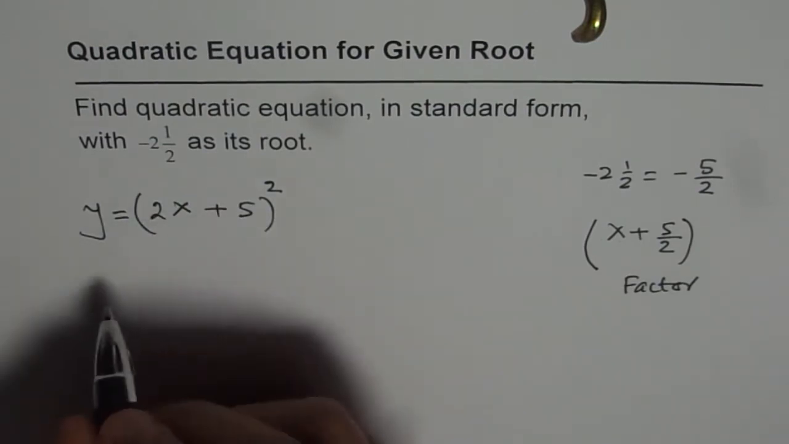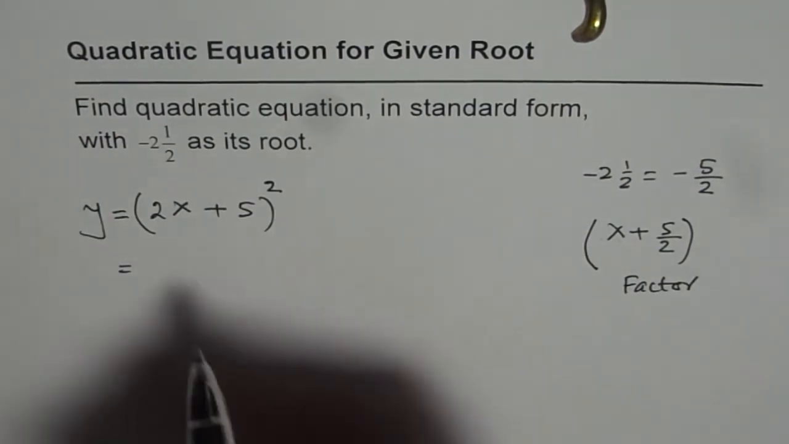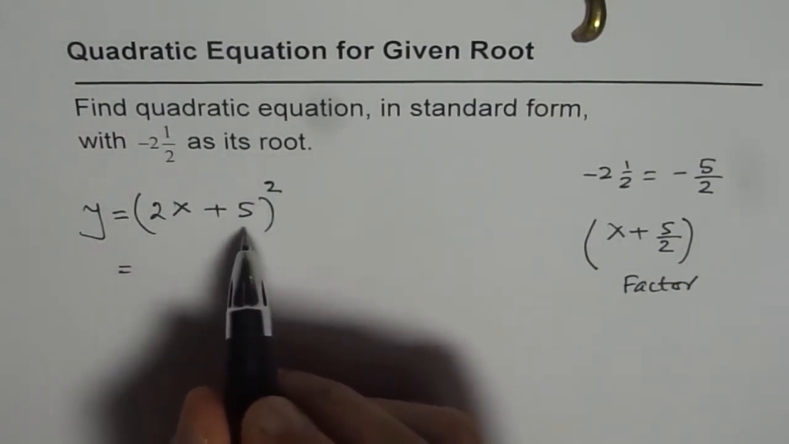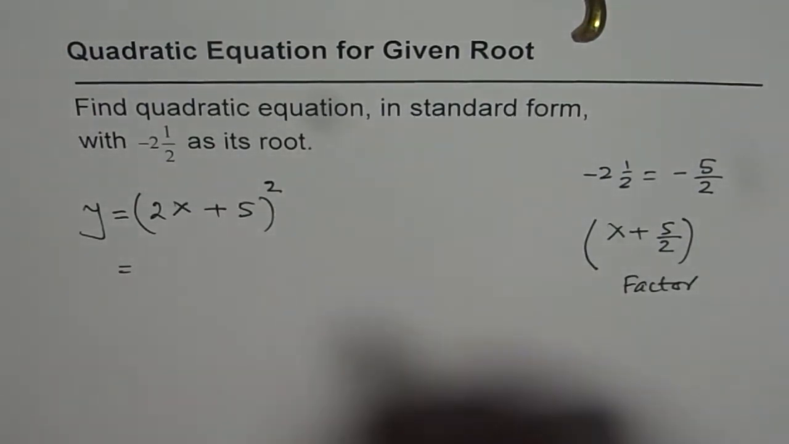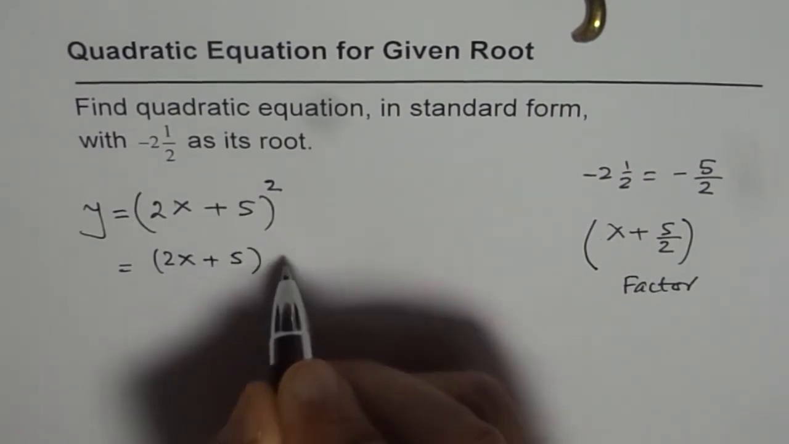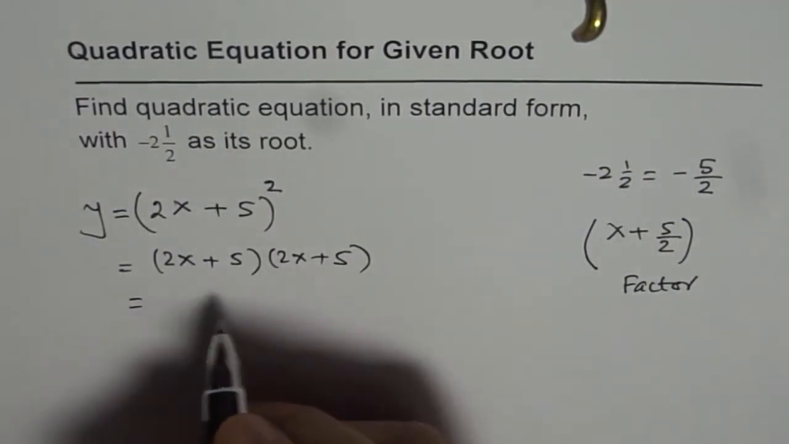Now let's expand it, right? So it's like a plus b whole squared. You could either expand it using a formula or just multiply 2x plus 5 with 2x plus 5. So let me do 2x plus 5 times 2x plus 5 and expand it using the distributive property.